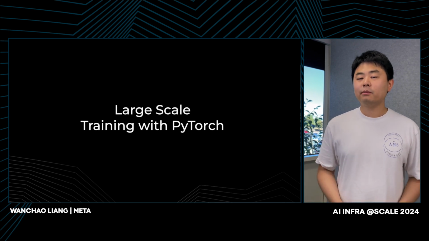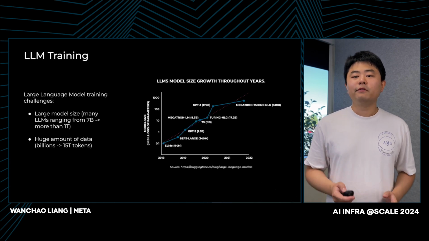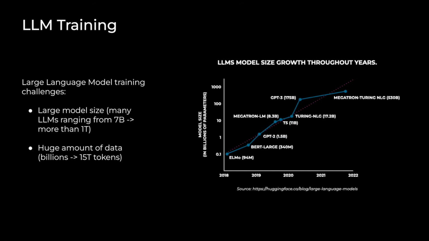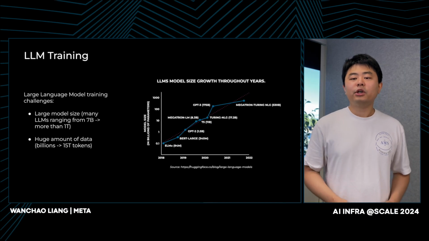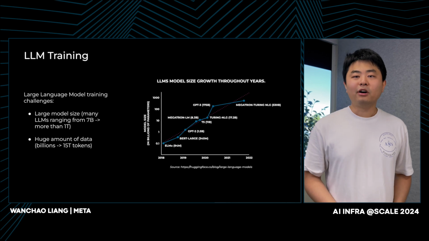Next, let's talk more about large-scale training with PyTorch. The industry invested heavily into large language model pre-training. What is special about pre-training and why does it require foundational investments? Today, pre-training imposes lots of technical challenges. First, model size grew exponentially over the past few years. Today, many large language models range from 7 billion parameters to more than trillions of parameters. Second, a huge amount of data is needed. Data size is also increasing crazily, where trillions of tokens are needed in order to get great model quality.